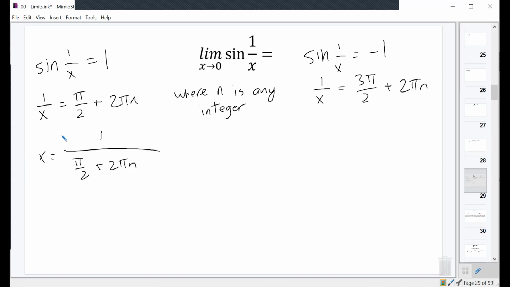So we'll do the same over here. We'll say x is equal to 1 over 3 pi over 2 plus 2 pi n. And let's see what happens when I start plugging in integers. Let's say n is 0.